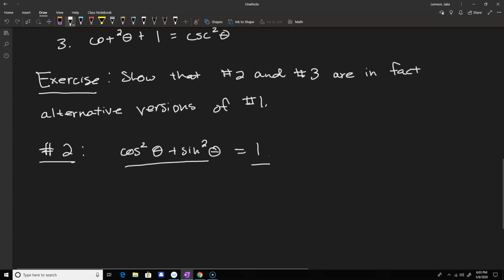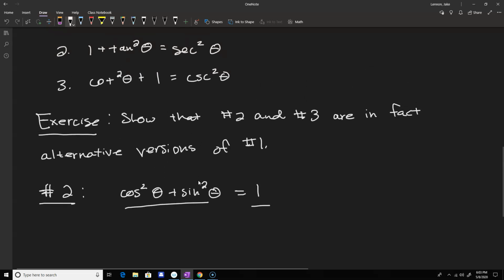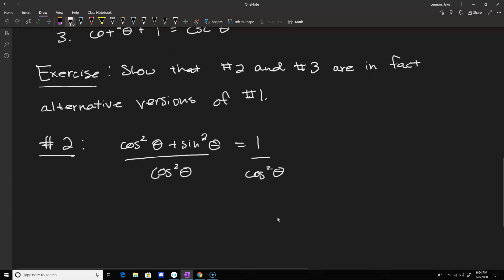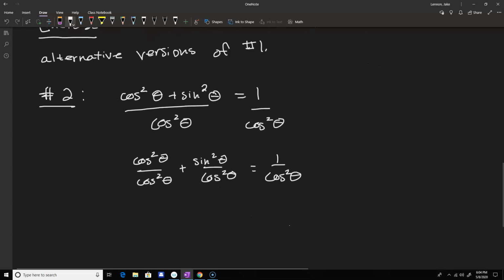So what are we trying to get to? We're trying to get to number 2, which is 1 plus the tangent squared theta is equal to secant squared theta. So let's divide on both sides by the cosine squared of theta. So now we can use the common denominator to write this as cosine squared theta over cosine squared theta plus sine squared theta over cosine squared theta equals 1 over cosine squared theta. So we just divided both sides by cosine squared theta.